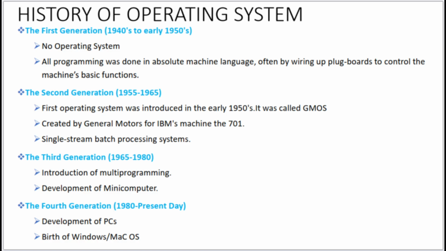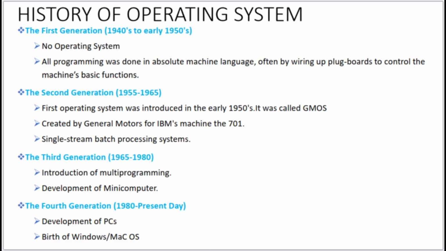All programming was done in absolute machine language, often by wiring up plug boards to control the machine's basic functions. The second generation, 1955 to 1965: the first operating system was introduced in the early 1950s. It was called GMOS, created by General Motors for IBM's 701 machine. Single stream batch processing systems.